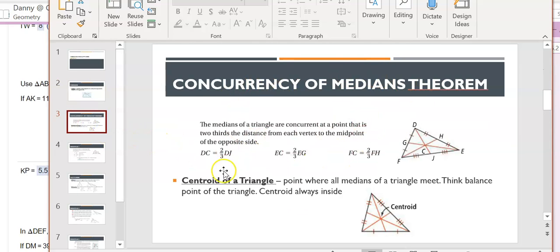We're also looking at the centroid and the relationship that it has. When we have three medians intersecting, their intersection point in the middle here is a centroid, and that centroid has a special relationship with the lengths. If we look at the distance F to H, C to H is 1/3 of that, and F to C is twice C to H, or F to C is 2/3 of F to H. We'll do some examples of these here.